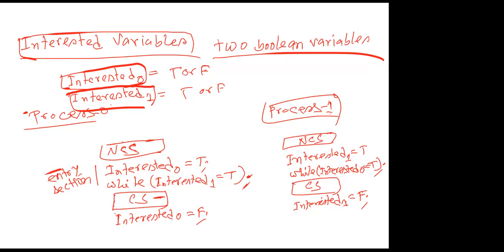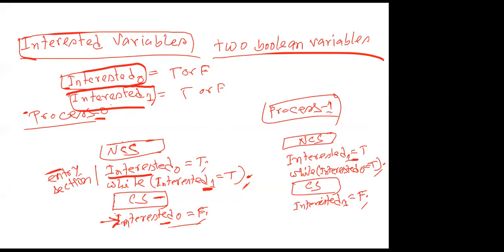If it observes that the other process is not entering the critical section, it enters the critical section. Then in the exit section it says, I am done, I am not entering the critical section again, and makes its interest F. This is interested 0 for process 0. And the while loop checks interested 1, the variable for the other process.